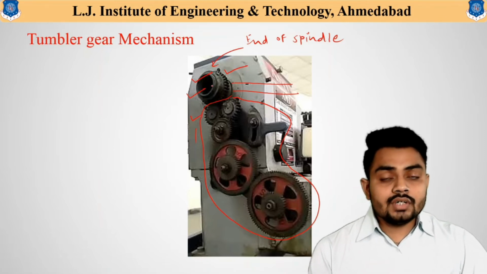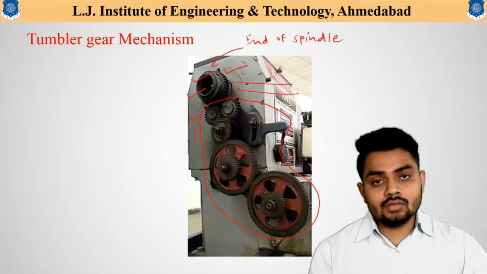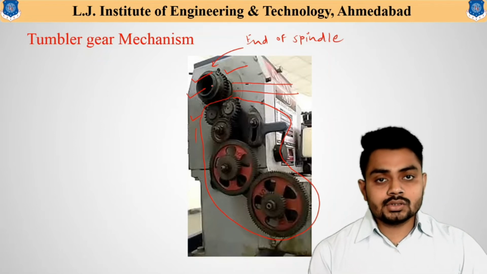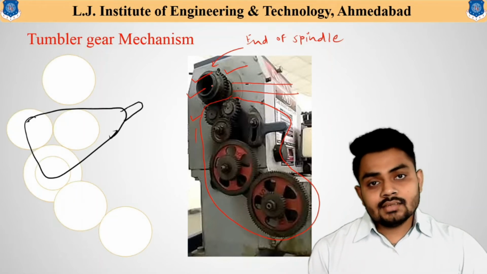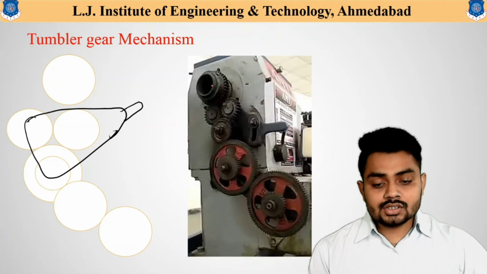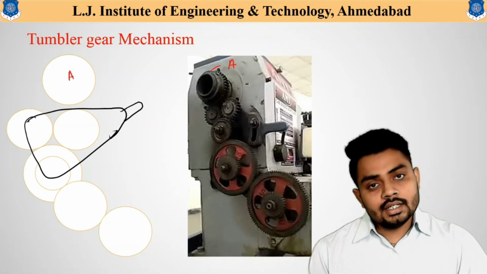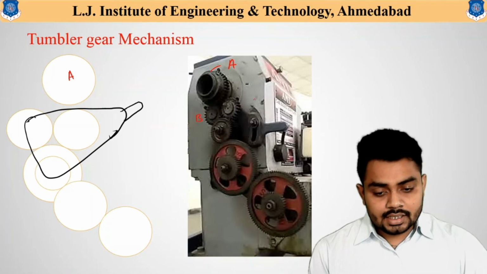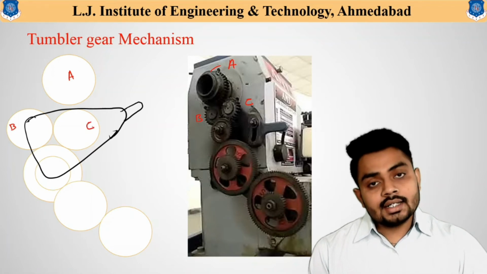So now let us draw a simple 2D figure of all these gears and show the connections, how this mechanism rotates and how the motion is transmitted from the spindle portion to the final sections. Let us have a look at this simple 2D figure of the tumbler gear mechanism, and we will give names to all these different gears. This is gear A. Similarly, at this point, two gears are available, gear B and gear C.